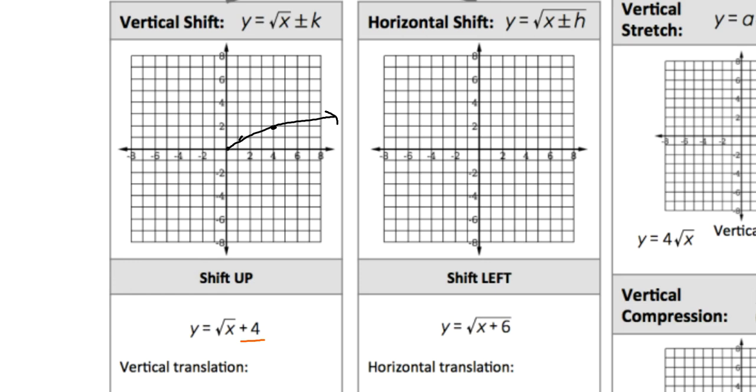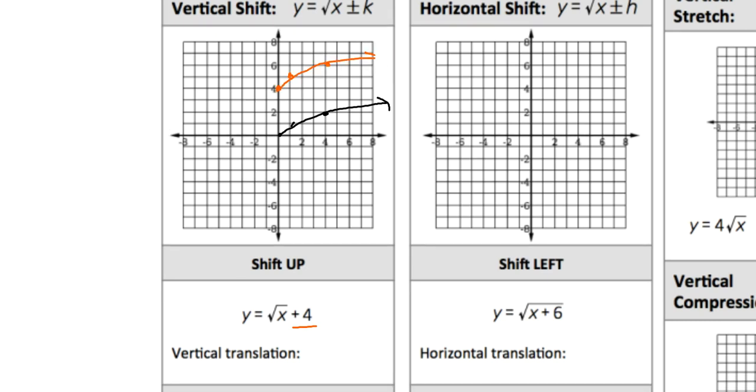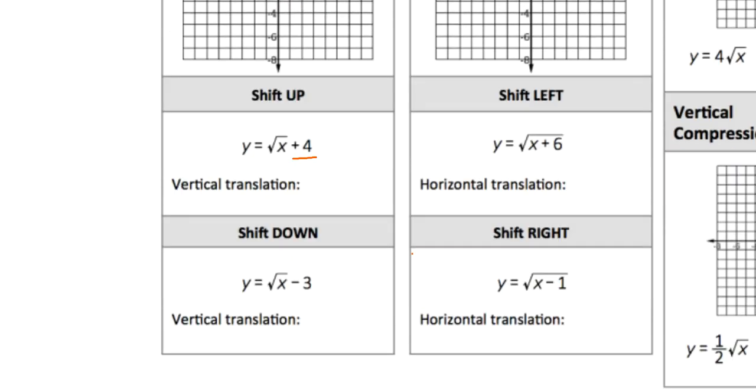So if we shift it up 4, it means that every point is going to shift up 4. So now instead of starting at 0, 0, it's going to start up here at 0, 4. And each of those points moves up 4 spots. So our curve looks the same, but is now shifted up 4. The same thing happens if we shift down.